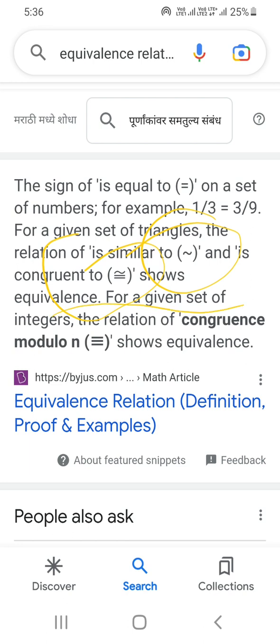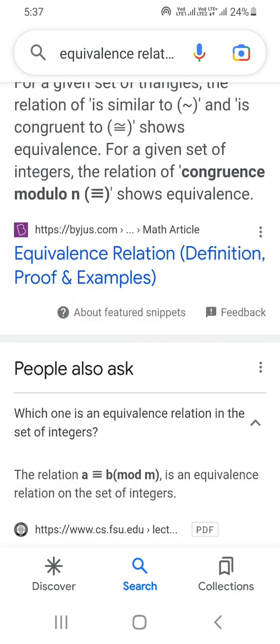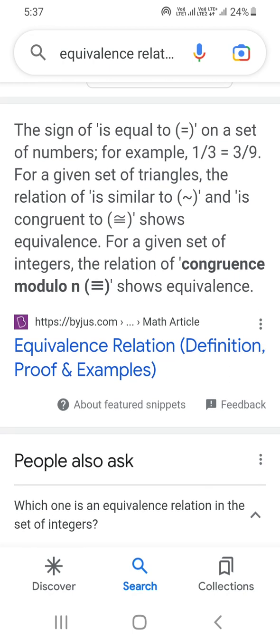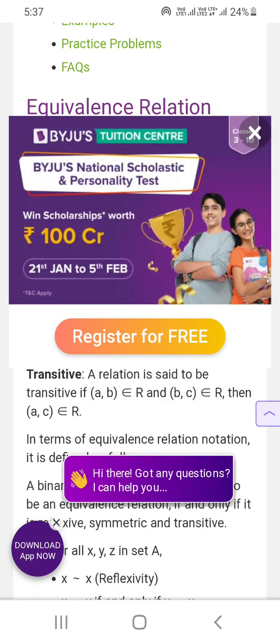So for the given set of integers, the equivalence relation is congruence modulo. This sign is for a specific modulo, and they show equivalence. If you see this symbol somewhere, you understand that there is a congruence relation between the integers, and this is the basic symbol of the equivalence relation. Okay, so understand the basics.